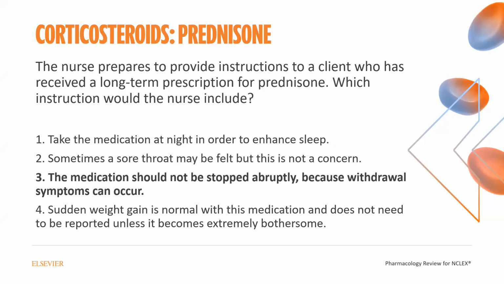A few other points to remember about prednisone is that it can cause elevated glucose levels as well as hypokalemia. And so the client with diabetes will need to be closely monitored, and adjustments in insulin may need to be made while the client's taking this medication. And then somebody who's at risk for hypokalemia, such as a client taking a potassium wasting diuretic like furosemide, will need to have potassium levels monitored closely and may need to have their potassium replaced accordingly.